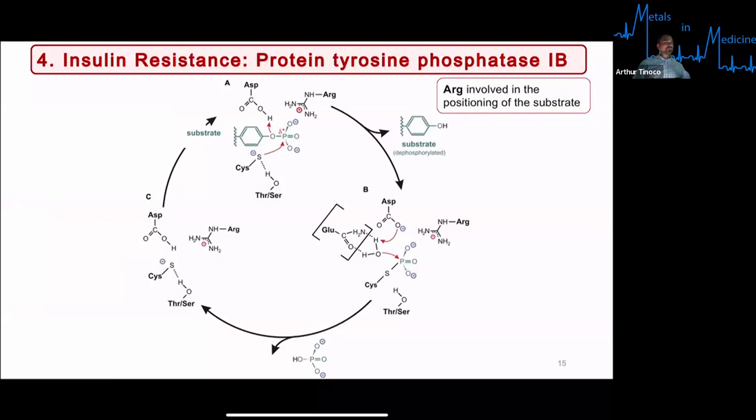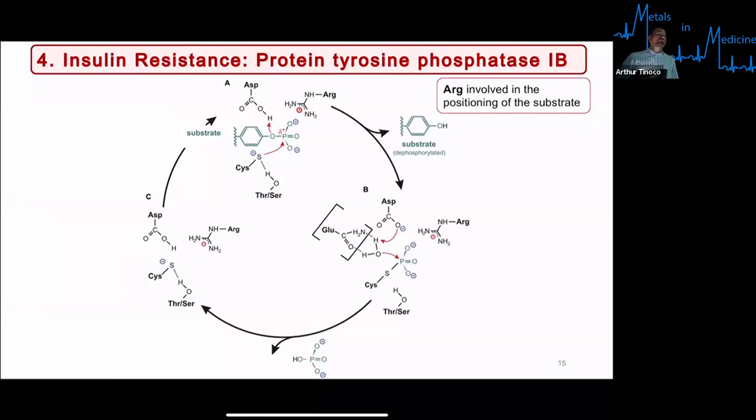All right, so let's look at the source of insulin resistance. For the rest of the lecture, we're going to focus more on type 2 diabetes. Again, that is a phenomenon as a consequence of the body becoming resistant towards the insulin that it is capable of producing. It's proposed that a major source of this resistance is the enzyme protein tyrosine phosphatase 1B.